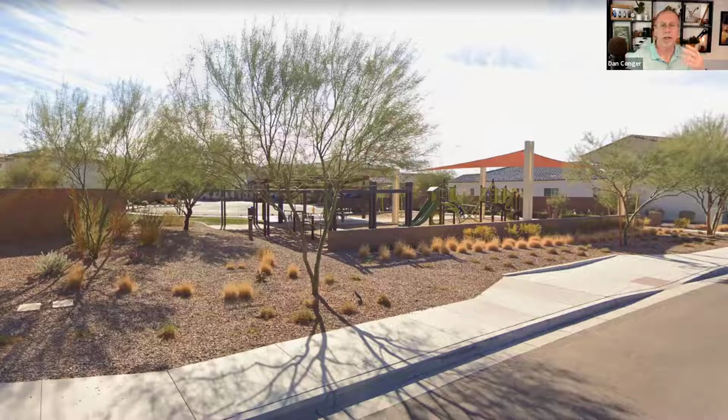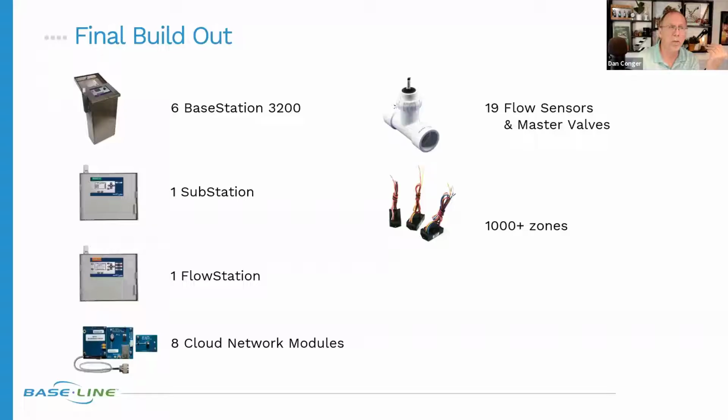So here's what went in on the final build out. Again, this is a little bit of a light recap from last time. There were 6 base station 3200s that were pedestal mounts. They had one substation, 1 flow station, and then 8 network modules. And then they have 19 water meters. So they had 19 flow sensors and 19 master valves and over 1,000 zones. So just off the bat, 1,000 plus zones on 6 controllers.